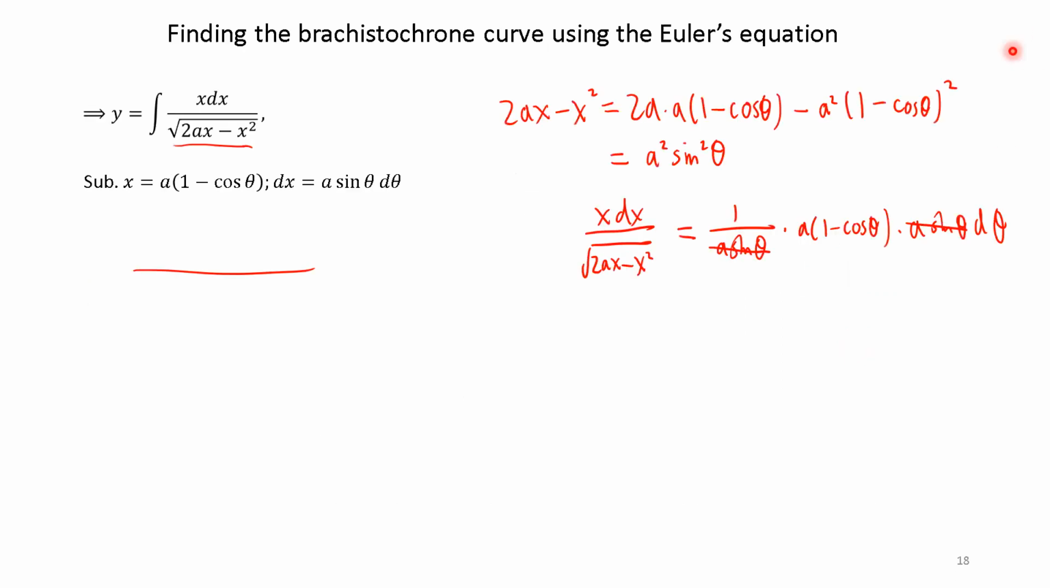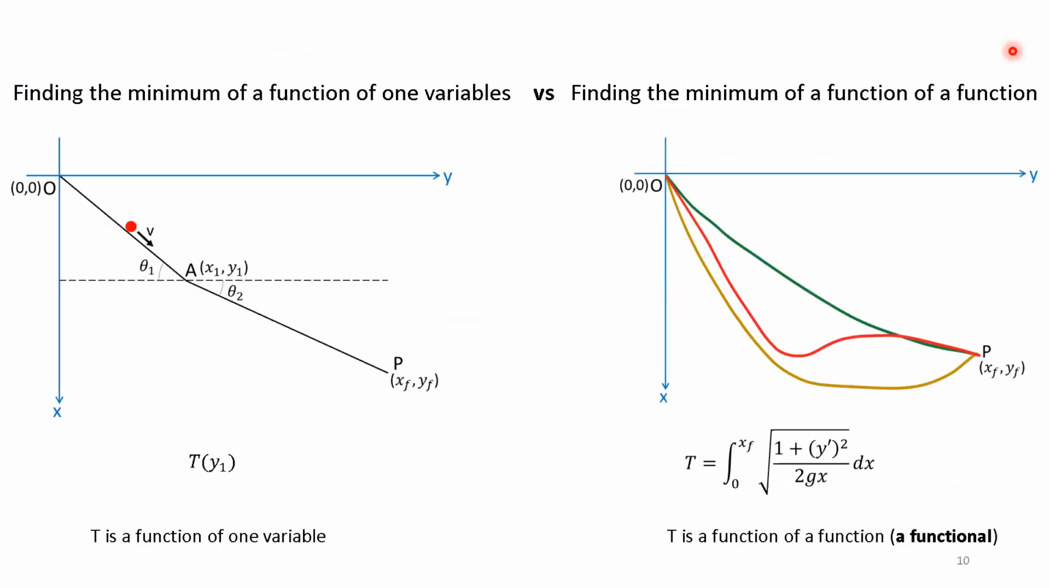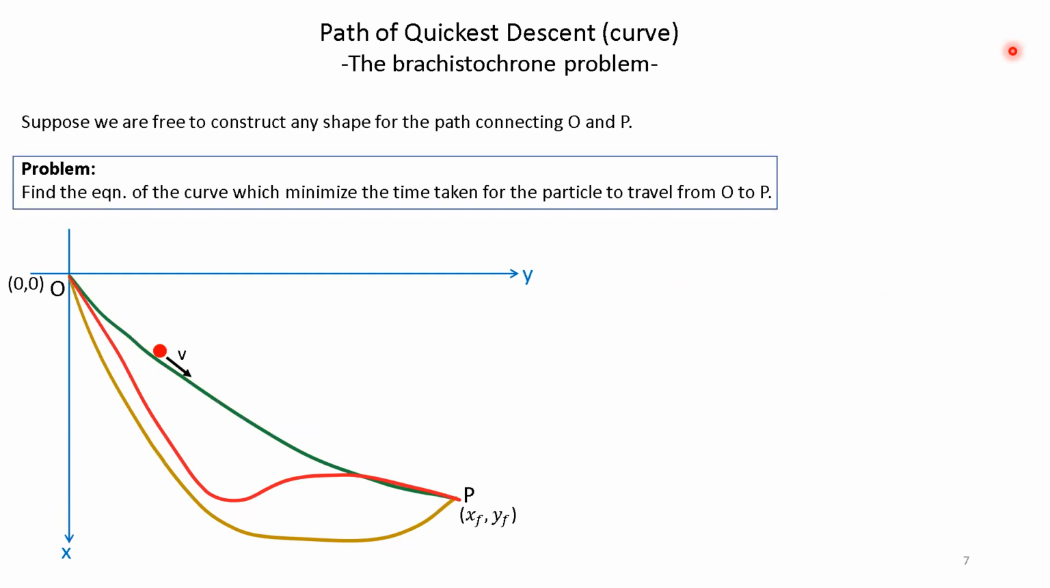So remember last time we had two classic problems. One is that I pick a starting point and an ending point, and then I construct a path for a particle to slide down. I want to construct the path such that the particle takes the least time to slide down from the starting point to the end point. That's the so-called brachistochrone problem. Using the calculus of variation, last time I talked about the solution to this problem, which is a curve known as a cycloid.